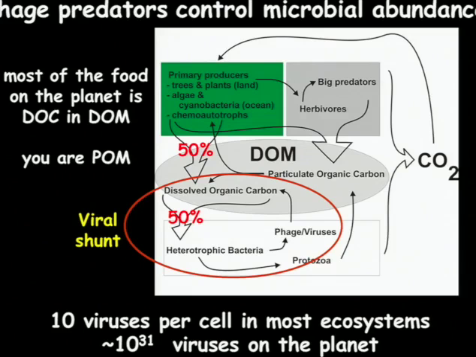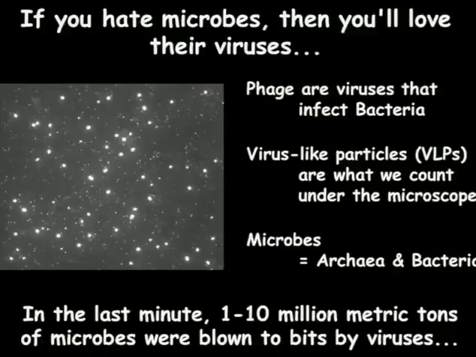Okay. And what this does to the global carbon cycle is still under debate, of course, because we really don't have a great feel for it. But the guesstimation is at least 25% of the carbon that's fixed on the planet is actually cycled through the viral shunt. Okay? The rules are, if you're not used to it, that there's 10 phage, or 10 viruses, per cell in almost all ecosystems, and there's probably like 10 to the 31 of them there.